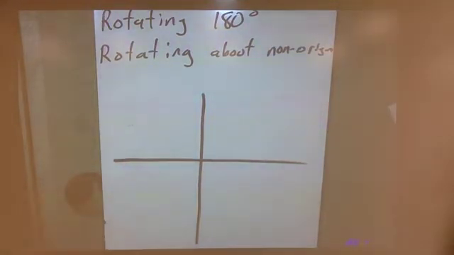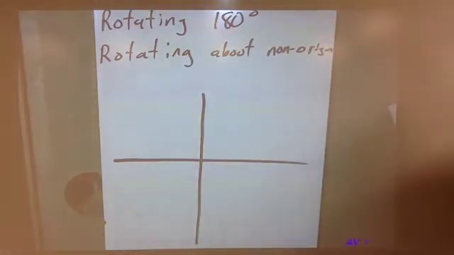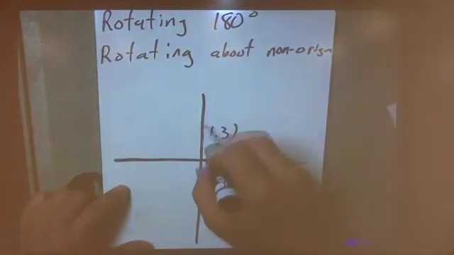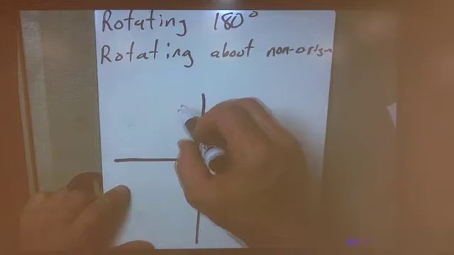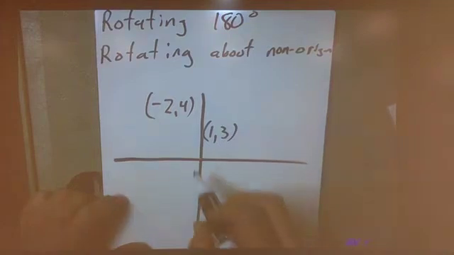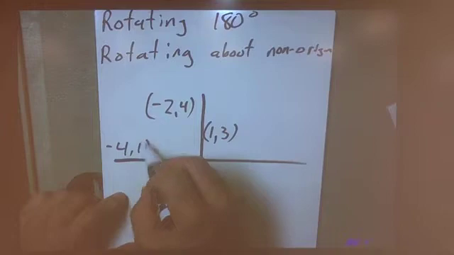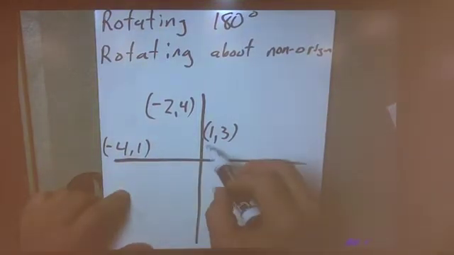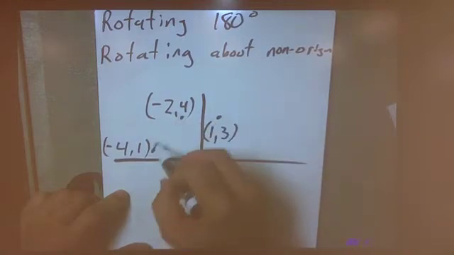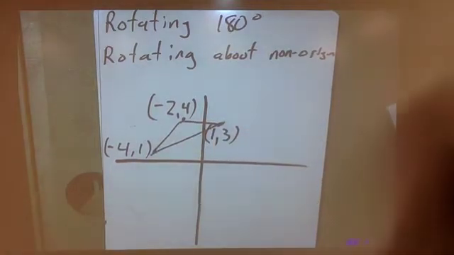Rotating about 180 degrees around the origin with coordinates. So I'll give you three coordinates. I'll give you 1, 3. I'll give you the points -2, 4. And I'll give you the point -4, 1. All right, so we'll just say those are here, here, here. That's not a very good picture, but whatever, that doesn't matter. Okay, so those are your 3 points on a triangle.